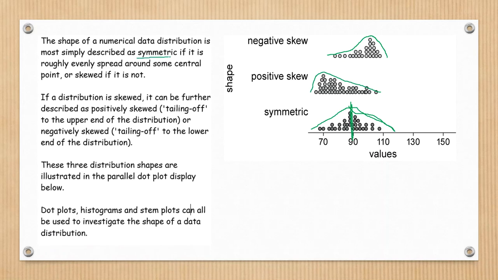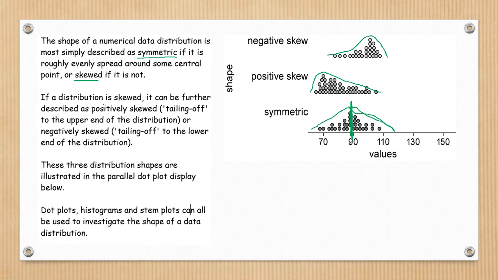So it's symmetrical if it is roughly evenly spread around some central point. And if it's not, it's skewed. So this was our central point here, central line, and it was roughly even on both sides. These two weren't even, so we call that skewedness.